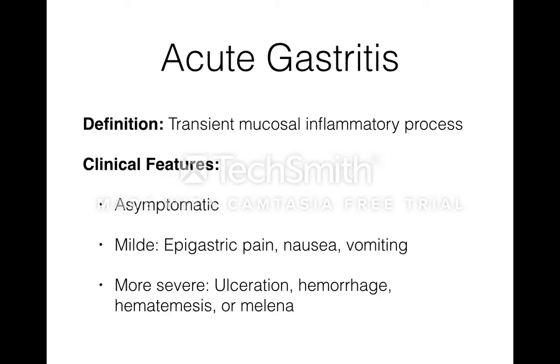Acute gastritis is a transient mucosal inflammatory process. It can be asymptomatic or result in epigastric pain, nausea, vomiting, or in severe cases, erosion, ulceration, hemorrhage, hematemesis, or bloody stools.